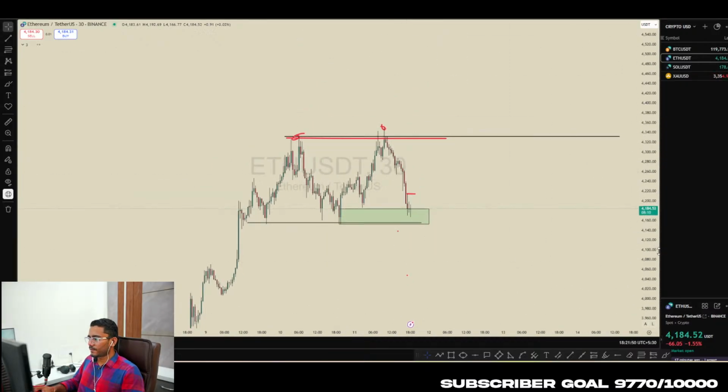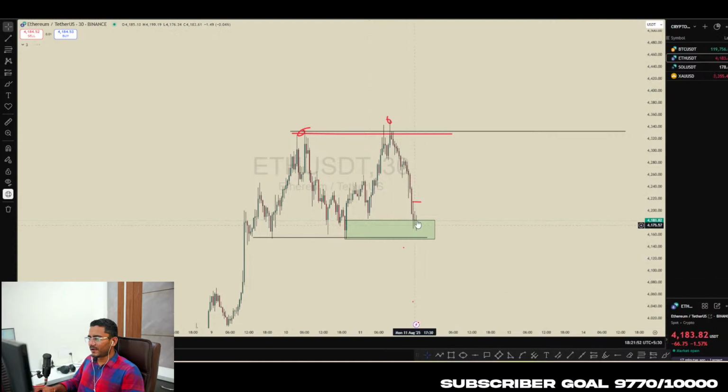In this case, if price breaks this previous high and we get a reaction, stop loss below this low, next high, whichever high it is, it will be your next target. That's it.